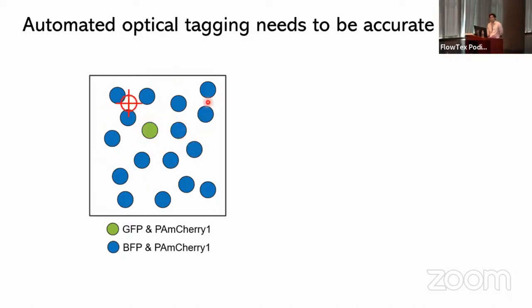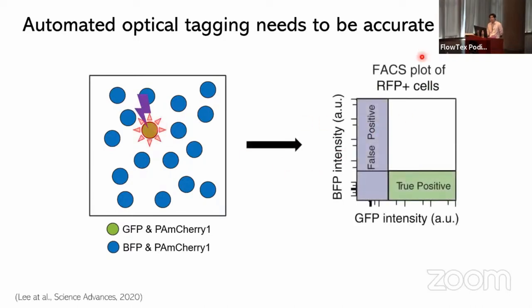And the idea was then for the software to take images and identify the GFP positive cells, optically tag them, change their fluorescent state, and then FACS sort them to see how many of the RFP positive cells were indeed GFP positive to identify the true positive rate, and how many of them were actually BFP positive to identify the false positive rate.